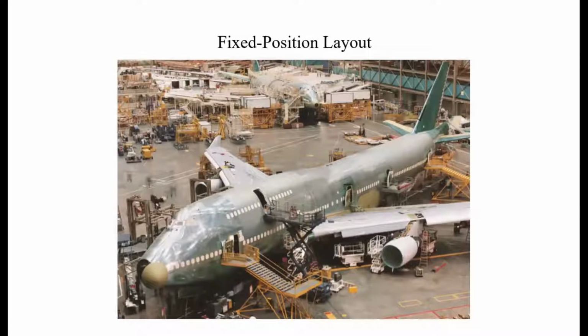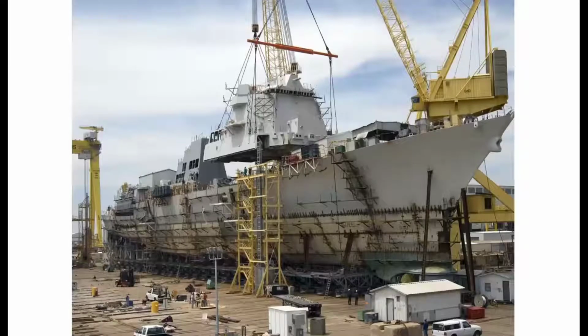The manufacturing of the aeroplane is a very large, very heavy product, difficult to move. The type of production system used for the manufacturing of this product is known as the job shop, which is the category of low production quantity system. The manufacturing of ships also belongs to the fixed position layout.